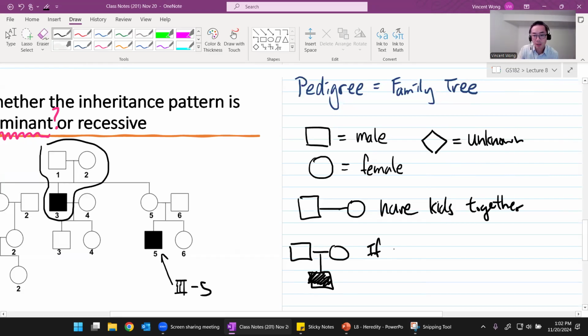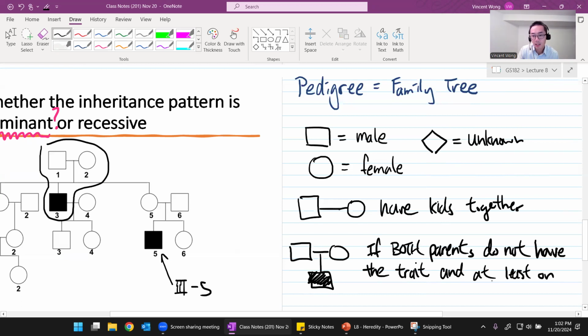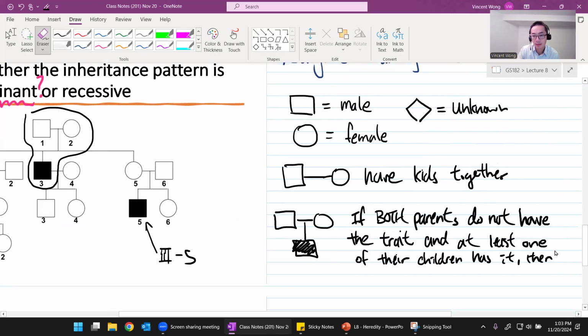So both parents, if both parents do not have the trait, they're not shaded, and at least one of their children has it, then the trait is recessive. Okay?